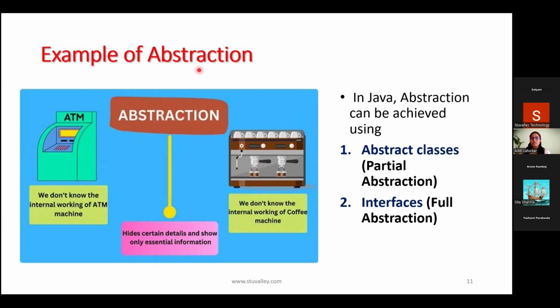We can achieve abstraction in Java using two ways. First one is abstract classes, which is also known as partial abstraction, because abstract classes contain abstract methods and non-abstract methods. That's why abstract classes are partial abstraction. Second one is interfaces. Interfaces are also known as full abstraction, because in interfaces we can write only abstract methods, though after Java 8 we can add some non-abstract methods also into the interfaces. So we can achieve abstraction in Java using two concepts: abstract classes and interfaces.